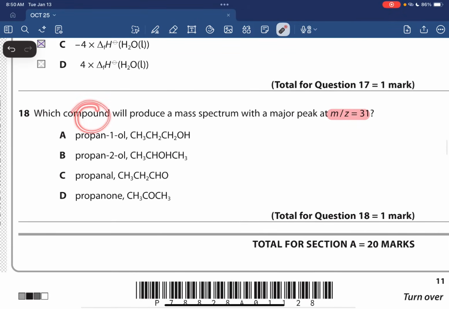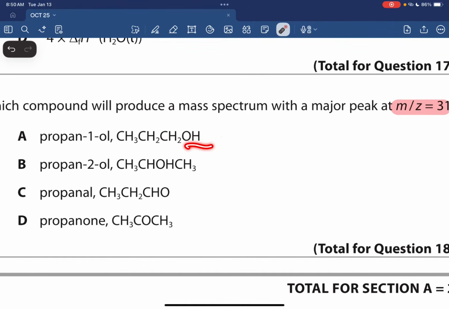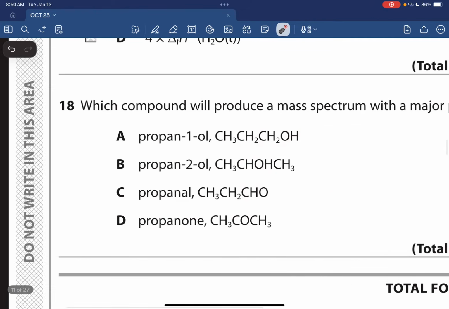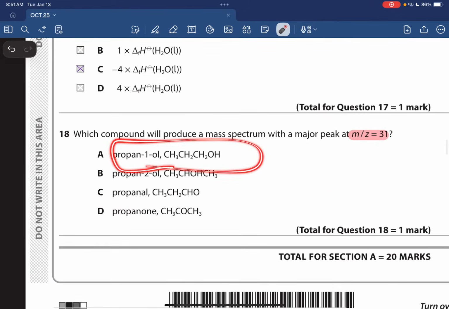Which compound will produce a mass spectrum with a measured peak at 31? This is nothing. Take your calculator and calculate this. 17 plus 14. What is this? 17 plus 14 is 31, exactly 31. So the answer should be A without any single thought.